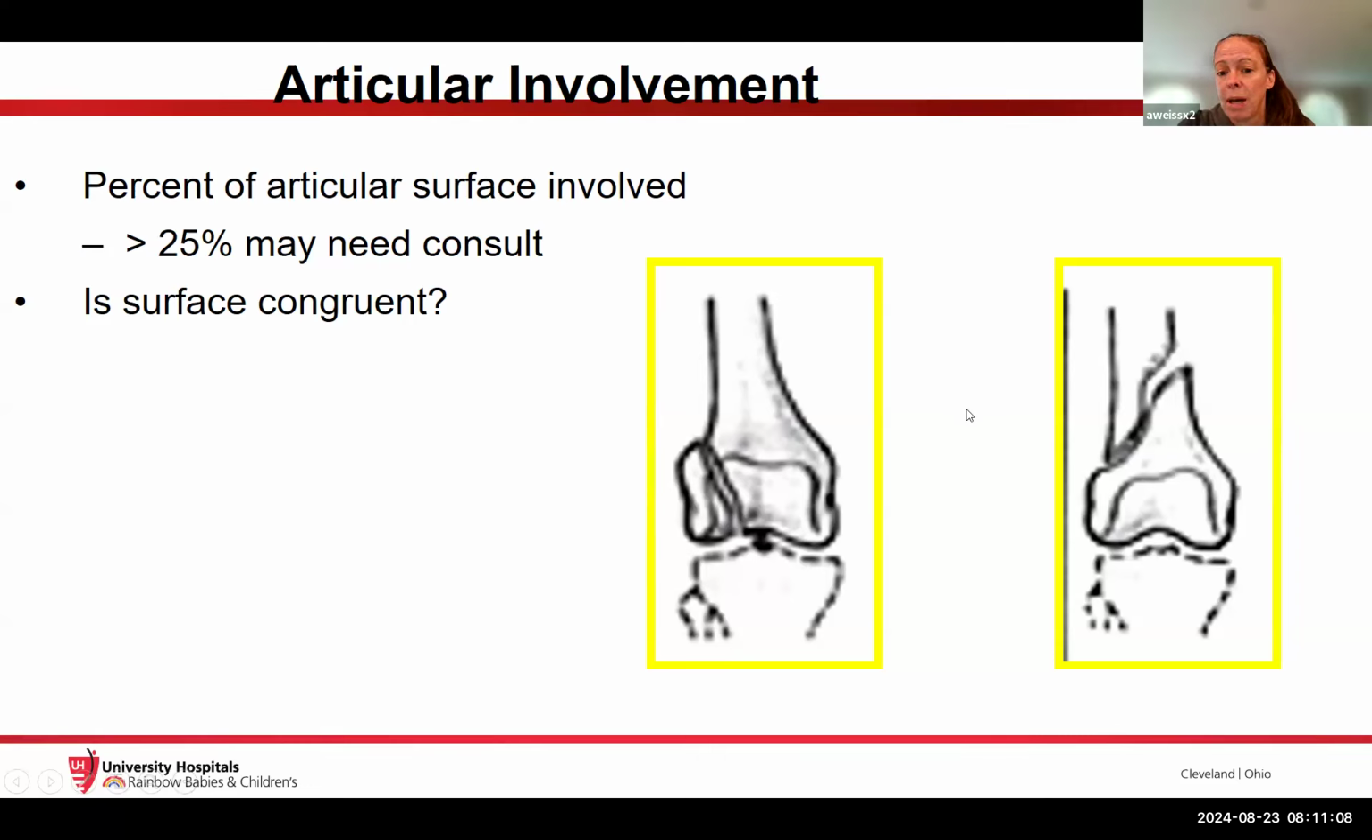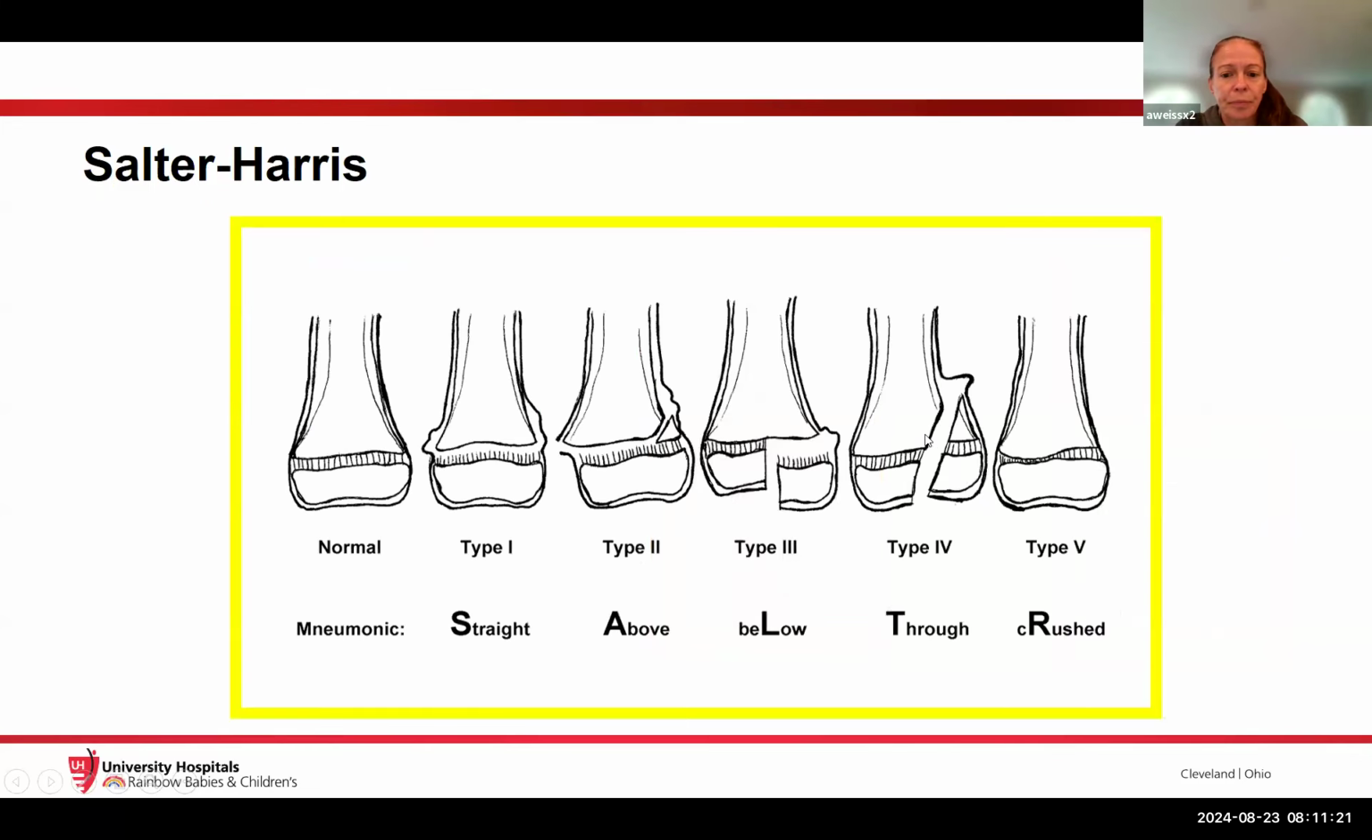So, if you're thinking about a 15-year-old kid getting post-traumatic arthritis, which typically happens in about 10 years, that's a 25-year-old with bad knee or ankle arthritis, and that's obviously not ideal.